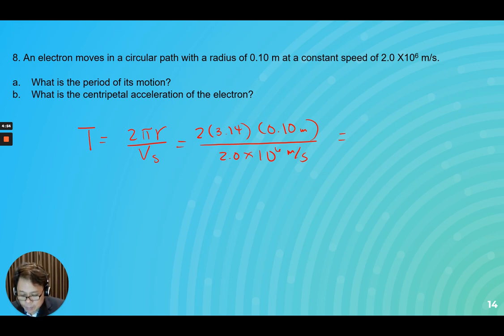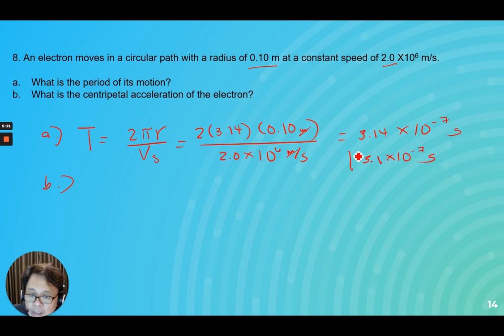You will get 3.14 times 10 raised to negative 7 seconds. Okay, meters and meters will cancel out. Okay, so you will have this. Then we round this off to 3.1 only kasi 2SF to 2SF. So 3.1 times 10 raised to negative 7 seconds.